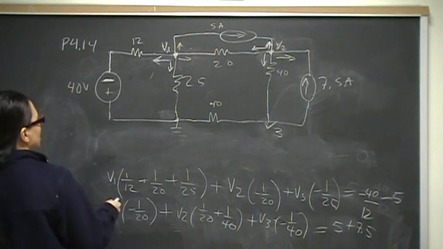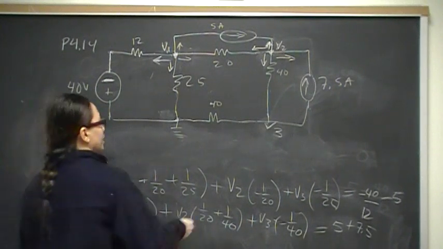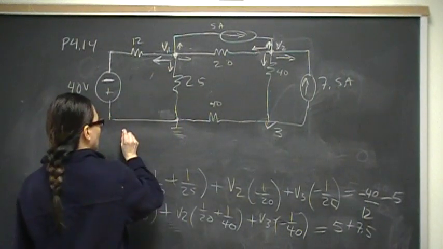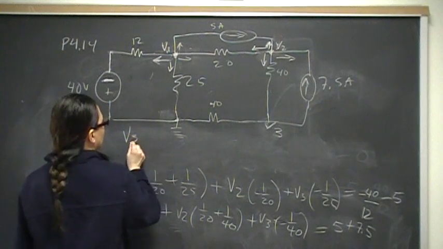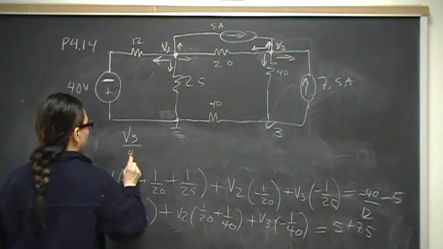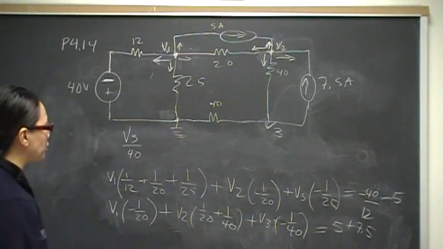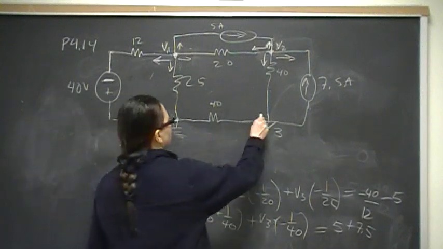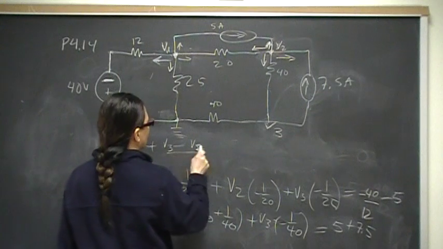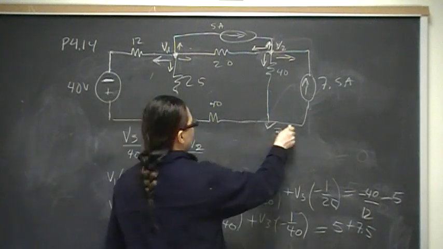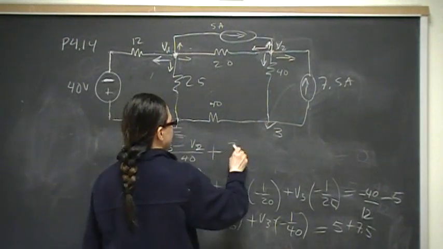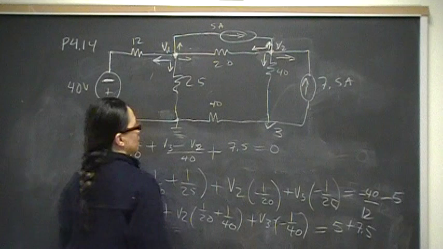Okay, so the final one that I have to do is at V3. So node voltage at V3 is going to be V3 with respect to the reference node over 40. I don't have any voltage to subtract. And then this branch current is going to be V3 minus V2 over 40. And then this current is already a current and it's already positive, so we're going to go plus 7.5. All of those equal 0.